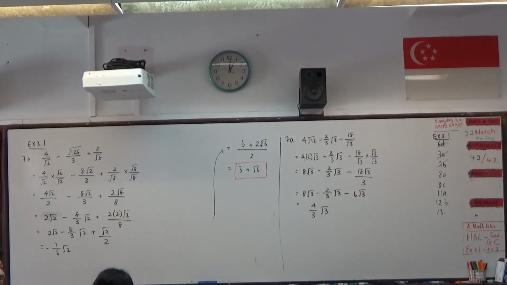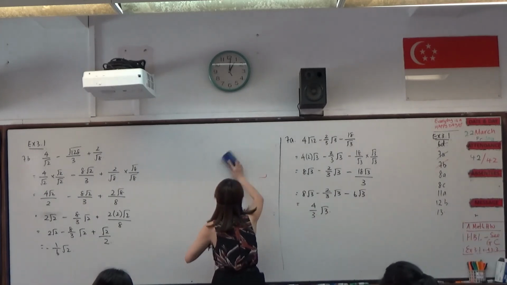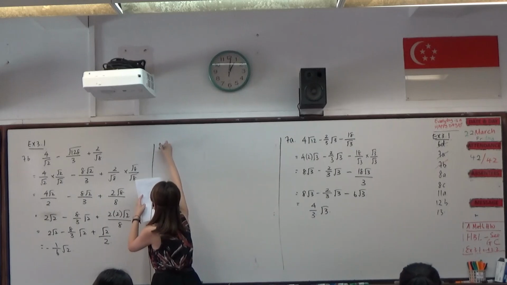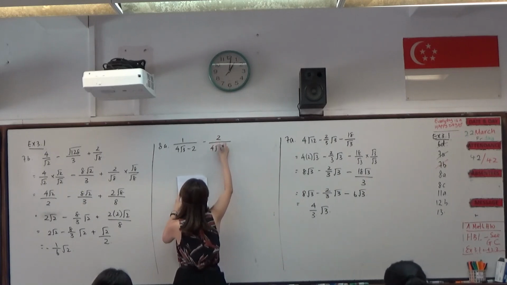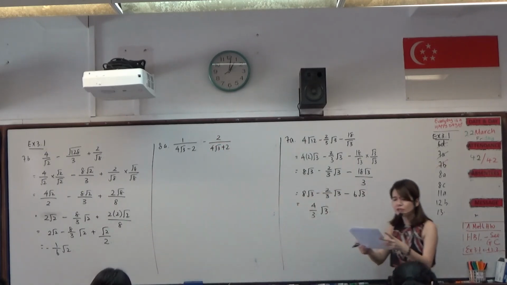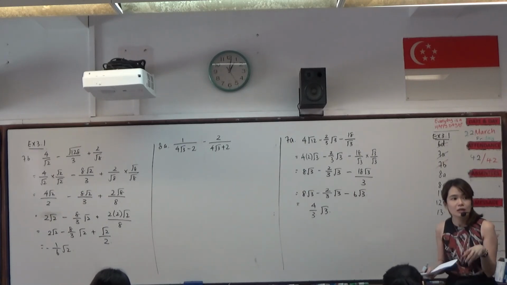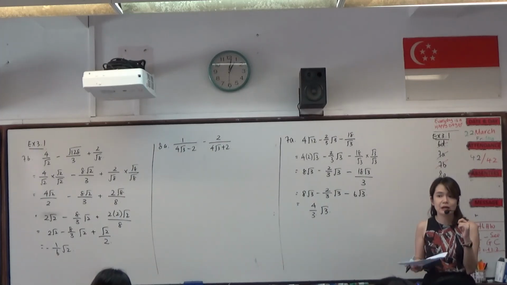Next, 8a. After going through a few questions already, can I just understand what is the struggle in doing these questions? What's the problem that we encounter? The simplification process. For every step, I must always simplify. Yes, you've got to simplify our answers.